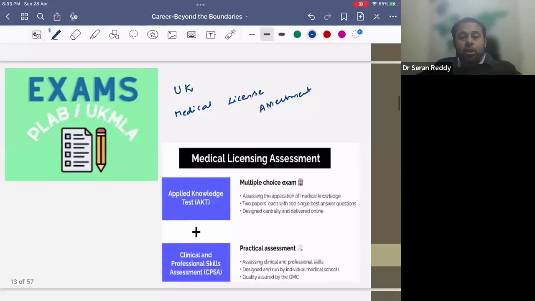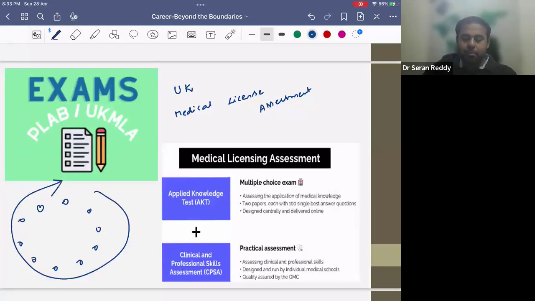It again has 2 parts. AKT, the Applied Knowledge Test, is a multiple choice question examination, with 2 papers of 100 single best answer questions each. And the Clinical and Professional Skills Assessment is similar to your PLAB 2, where you go through various stations where you will be evaluated. There will be mannequins, and there will be patients whom you will be assessing. You go in a cyclical fashion and complete this. This again happens only in Manchester. The AKT is an online examination.